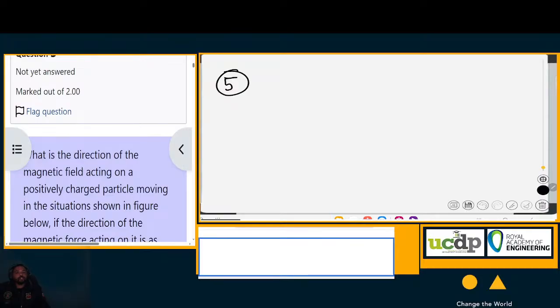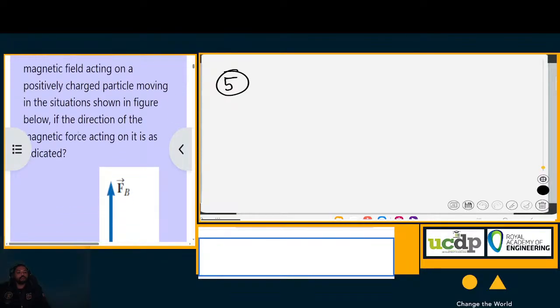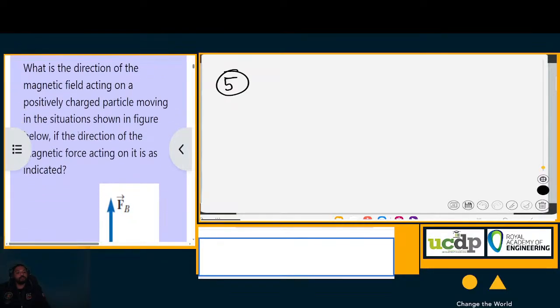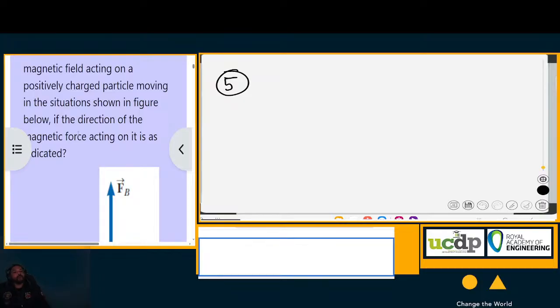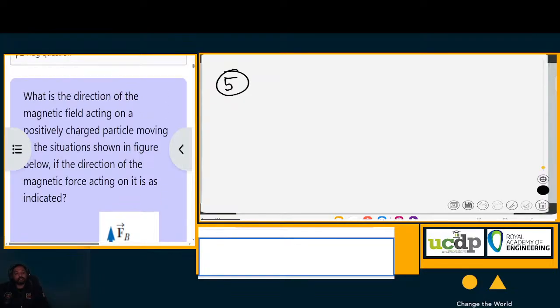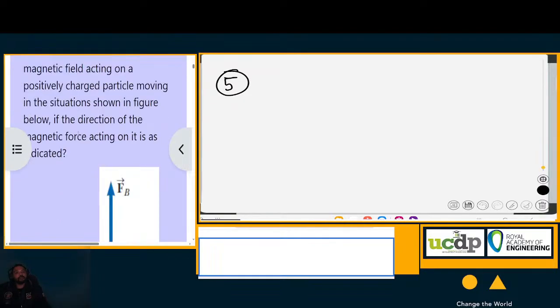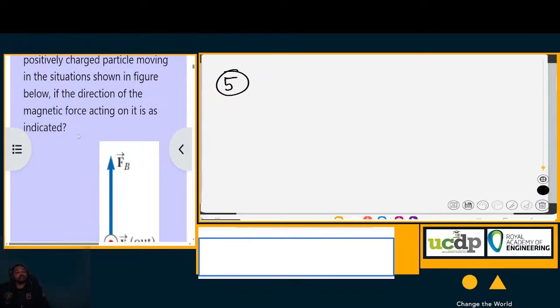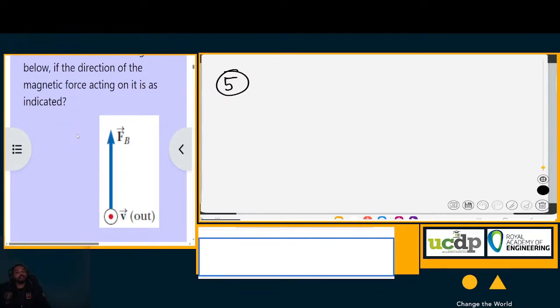If you have any questions, just ask me. These are mostly just questions based on your understanding of magnetic fields and the Lorentz force law. Now, question number 5. What is the direction of the magnetic field acting on a positively charged particle moving in the situation shown in the figure below? Okay, so there we have the particle.